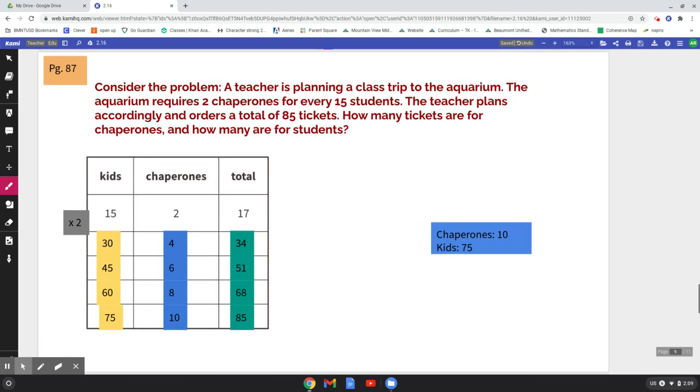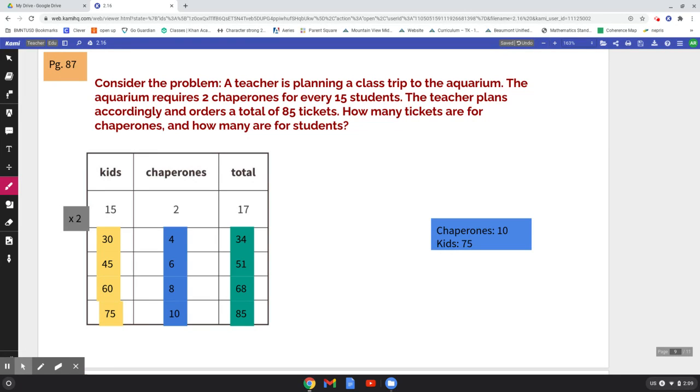All right, still page 87. Now we're going to do the same exact thing. 2 chaperones, 15 students, 85 tickets. And we're going to fill in the table, right? And then I have here that I multiplied by 2. I use the same numbers from the number line. Okay, so 15 times 2 makes the 30. 2 times 2 makes 4. 17 times 2 makes 34. And you're going to keep filling it in.